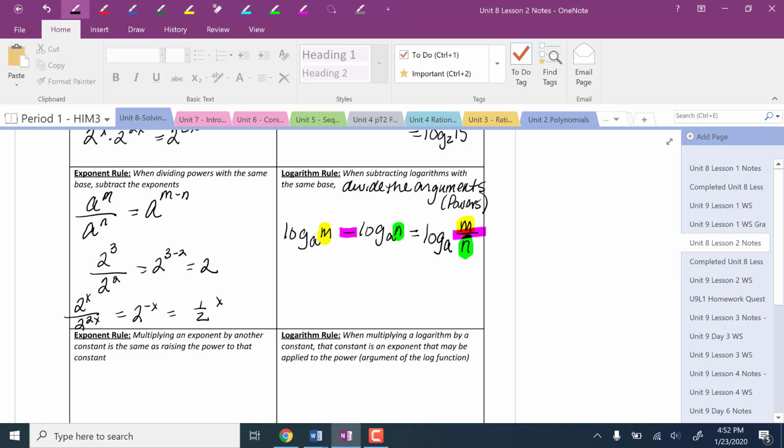We do a couple of examples. Let's say log base x of 4, subtract log base x of 2 can be rewritten as log base x of 4 divided by 2, which we could simplify as log base x of 2.